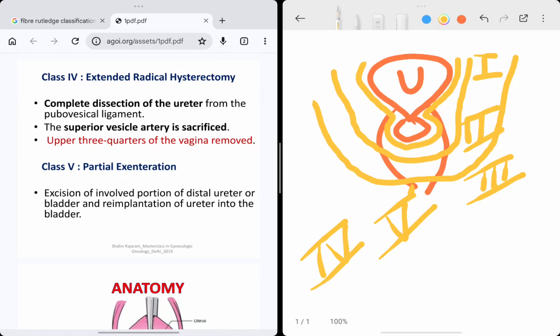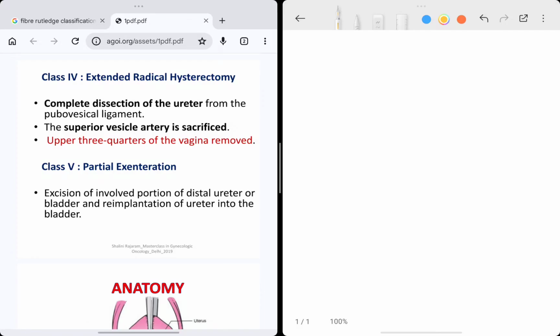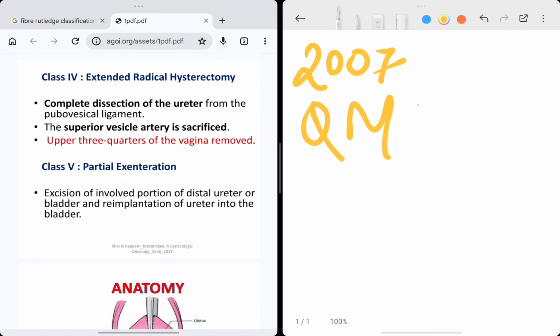Now there is also one classification system which is known as the Querleu-Morrow classification system, which was proposed in 2007. So in 2007, an interesting system known as the Querleu-Morrow classification system has been proposed, and we follow this classification system nowadays.